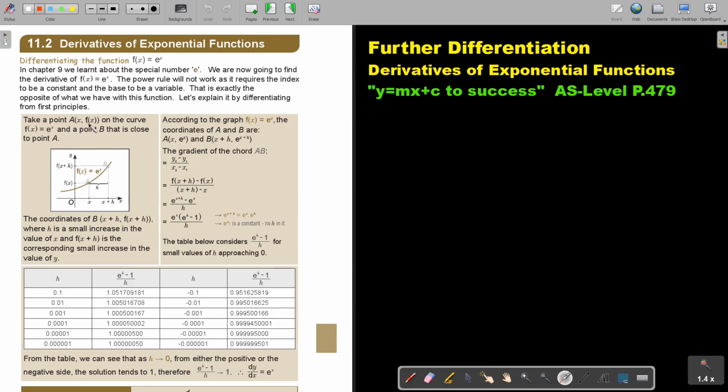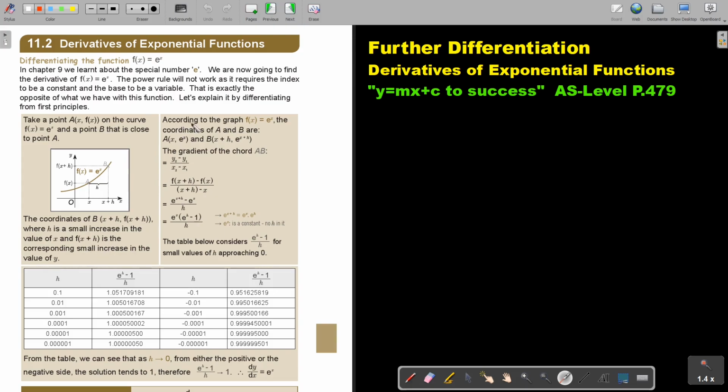So take a point, this is the general curve. On the curve, f(x) and the point B that is close to a point. So this is going to be the function and that is going to be the function plus h. Here is the function. This is x and that is that little bit of distance h, where h is a small increase in the value of x and this is the corresponding small increase in the value of y. So this is the x value and this is then the y value.